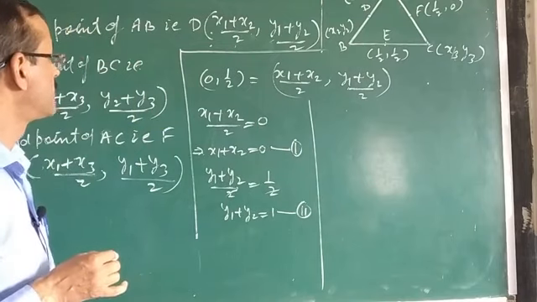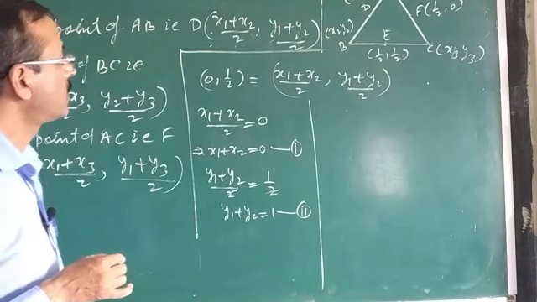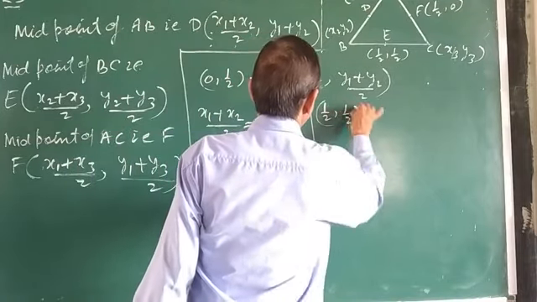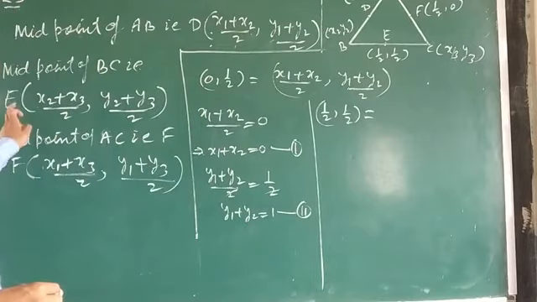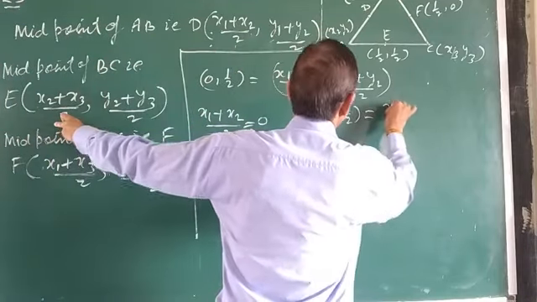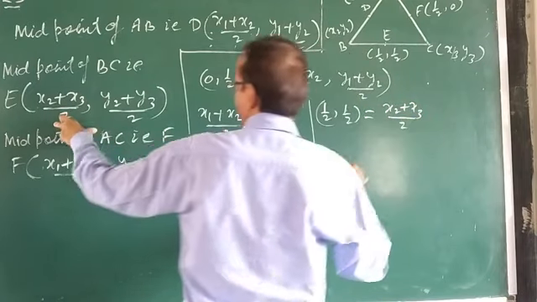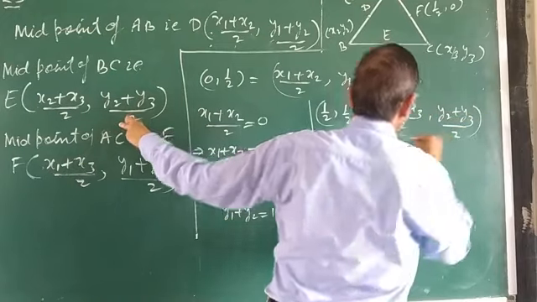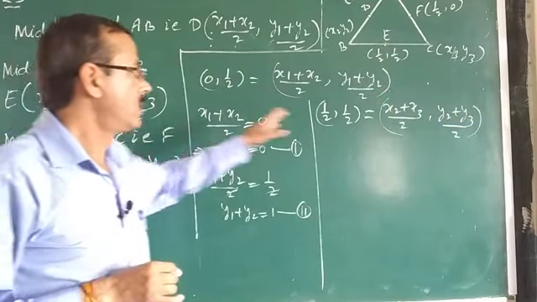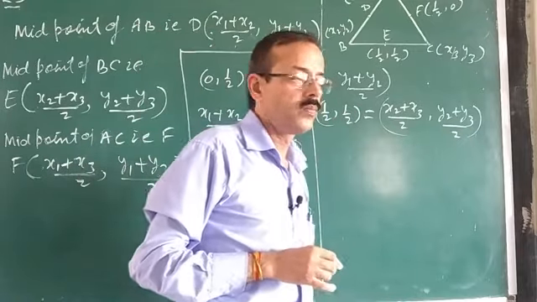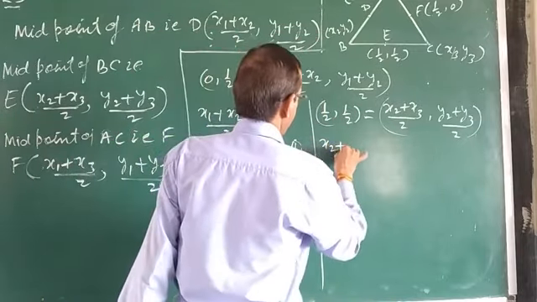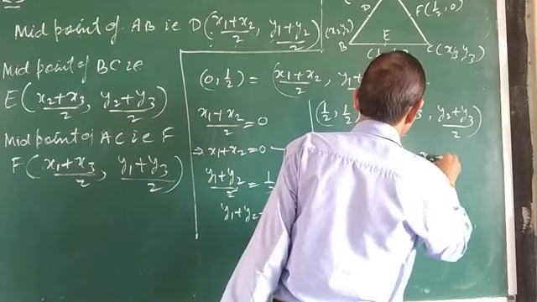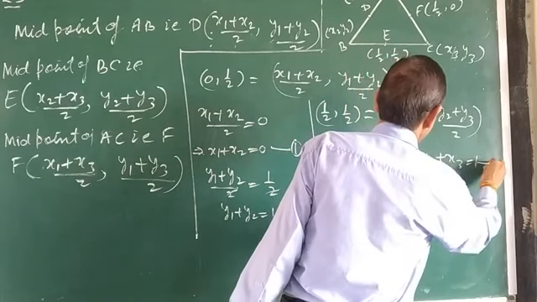Having less space, now come to E. For E, half, half equal to, where is E? Here: (x2 plus x3) upon 2, (y2 plus y3) upon 2, right? This is equal to half. So (x2 plus x3) upon 2 is equal to half, the 2 cancels. So we can write x2 plus x3 is equal to 1. This is the third equation.